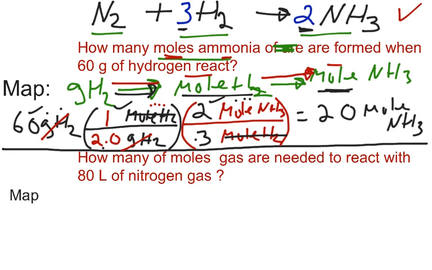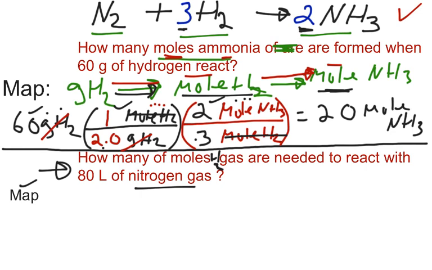Okay, now here's what I want you guys to do. I want you guys to do this problem right here. I want you to pause the video. I want you to map it out first, alrighty? And then fill in the conversion factors, and we'll go over it together. Okay, the question is asking how many moles of gas are needed to react with 80 liters of nitrogen gas. Now we're going to say how many moles of hydrogen gas. Okay, this is a typo on my part. How many moles of hydrogen gas are needed to react with 80 liters of nitrogen gas? So you're starting with liters of nitrogen gas. And you're trying to figure out how many moles of hydrogen gas. All right, so pause the video and do the problem.